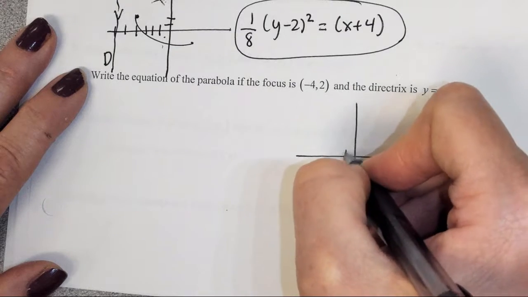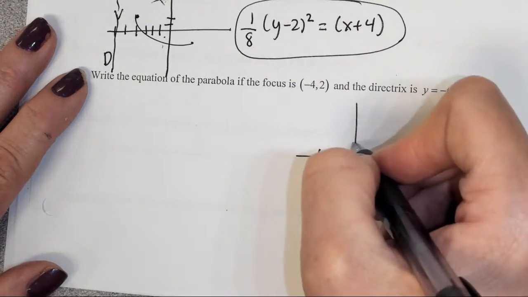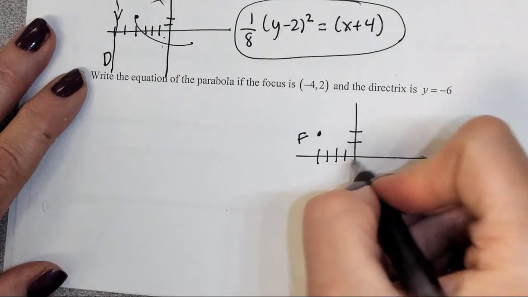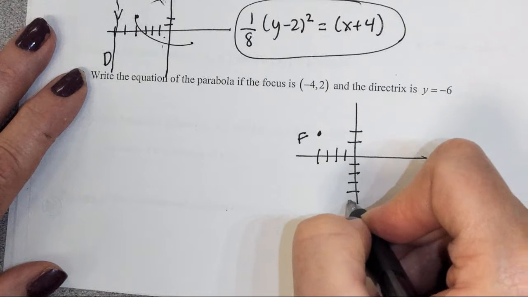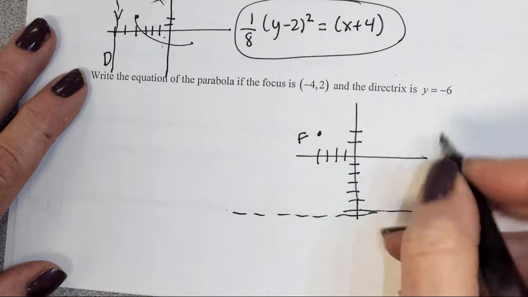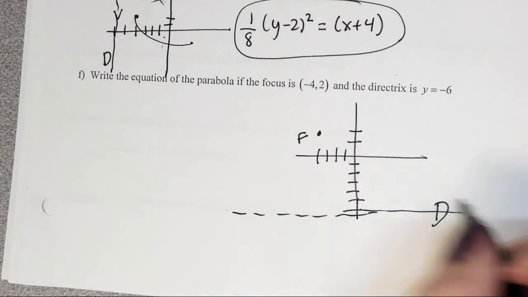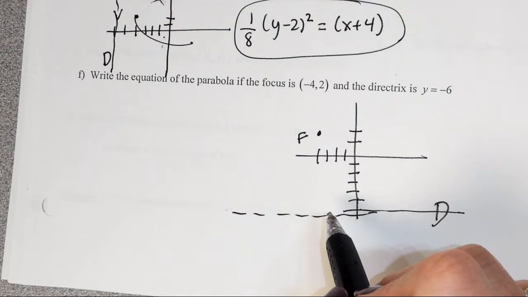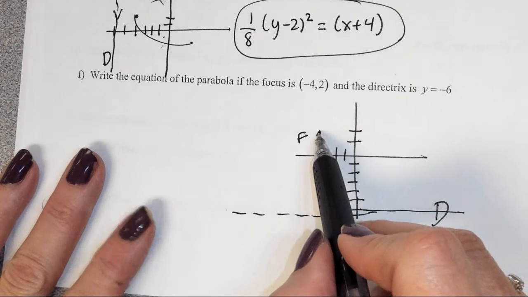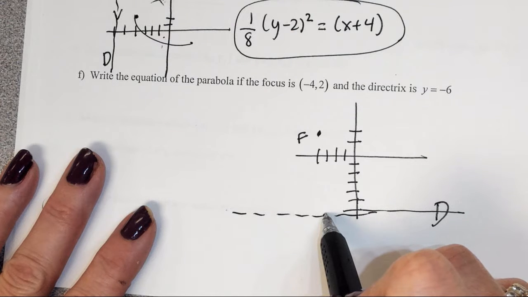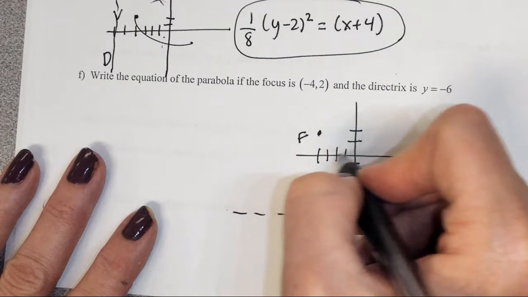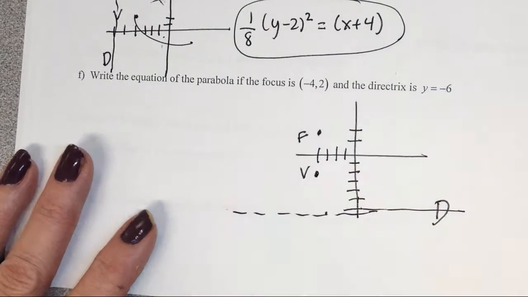Same vertex. Oh, thank you. That changes things. Here's our focus. Our directrix at y equals -6. Okay, so what are we going to have to find if we've got the focus and the directrix? We have to find the vertex. So the vertex has to be in the middle of those two. So how far is it from 2 to -6? 8. So where's it going to be? At -2. At -4, -2. Right there is going to be the vertex.